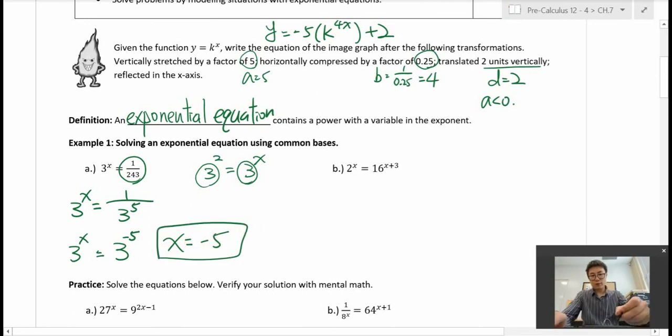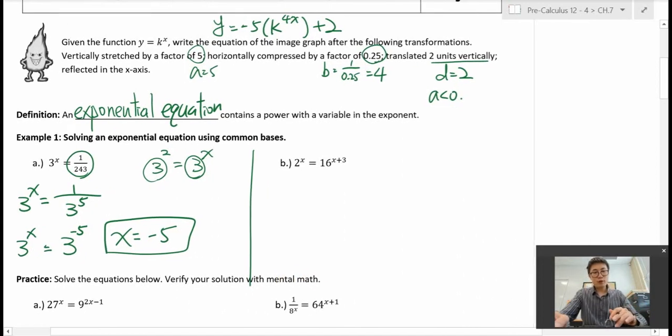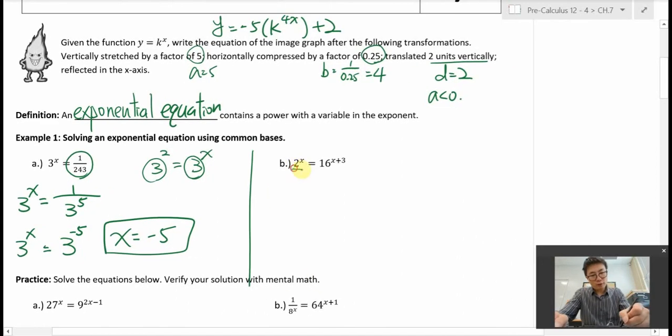So that's the first example. For part B, you do the same thing. Here you have 2, and that's 16. So we need to change to the same base. Now, we can't really change 2 to base 16. Well, technically you could, but then it's much more difficult. So rather, we change 16 to base 2. Recall 16 is the same thing as 2 to the power of 4, right? That's 16. And the exponent remains the same as x plus 3.